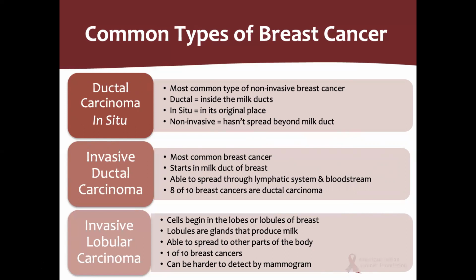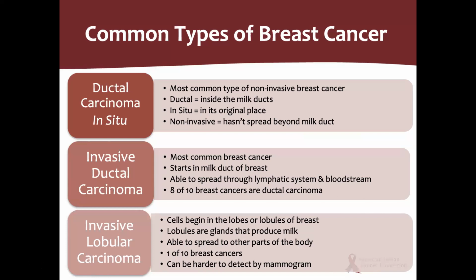According to the American Cancer Society, about 60,000 cases of DCIS are diagnosed in the United States each year, accounting for about 1 out of every 5 new breast cancer cases. Invasive ductal carcinoma. Invasive ductal carcinoma is the most common type of breast cancer. This type of cancer starts in the milk duct of a breast and is able to spread through the lymphatic system and bloodstream. About 8 out of every 10 breast cancers are invasive ductal carcinomas.